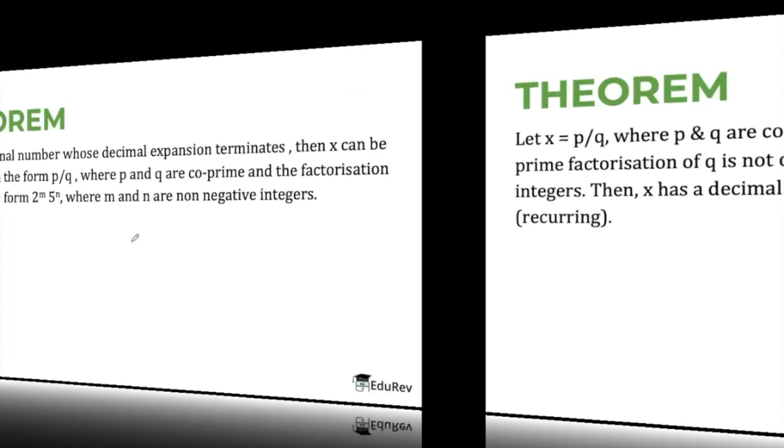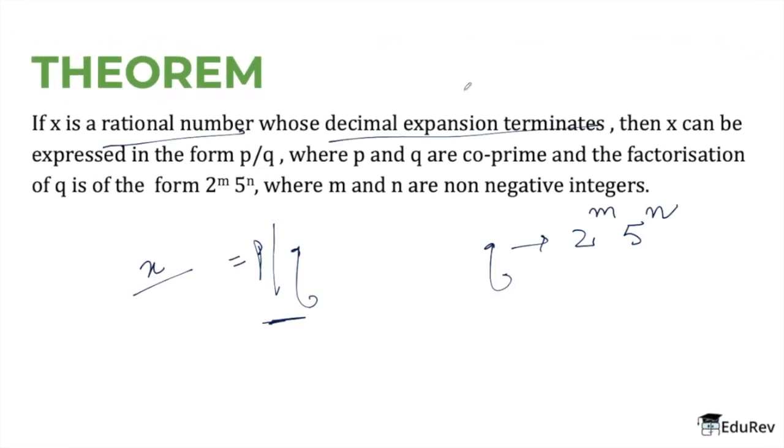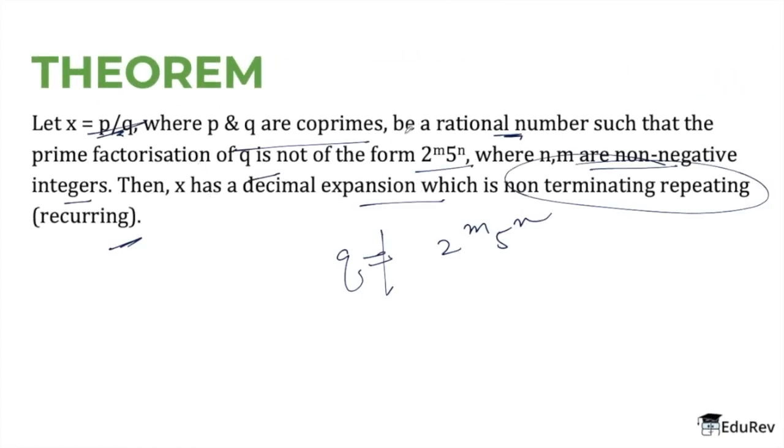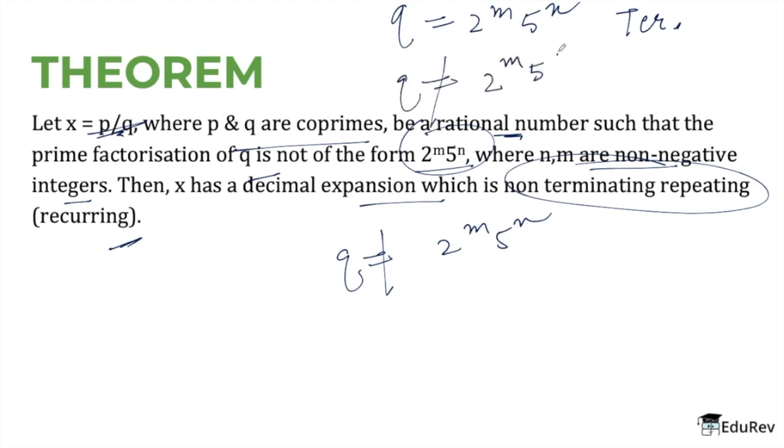So basically the difference between these two theorems is that the first one says that q is of the form 2 to the power m, 5 to the power n, and when q is of that form, then the decimal expansion terminates. Whereas the second says that when q is not of this form, then the decimal expansion does not terminate. And because it's a rational number, it will be repeating.